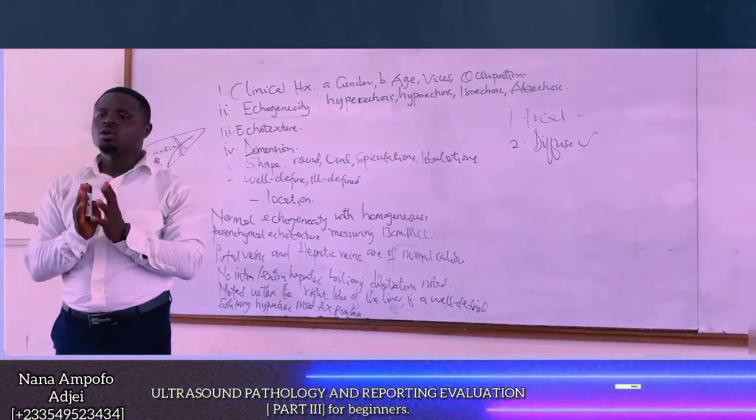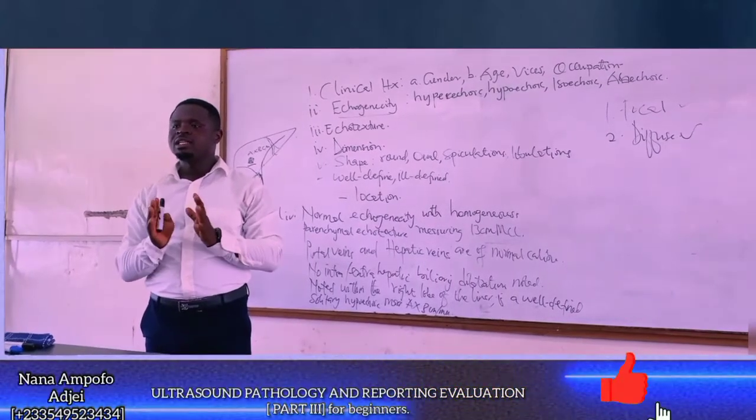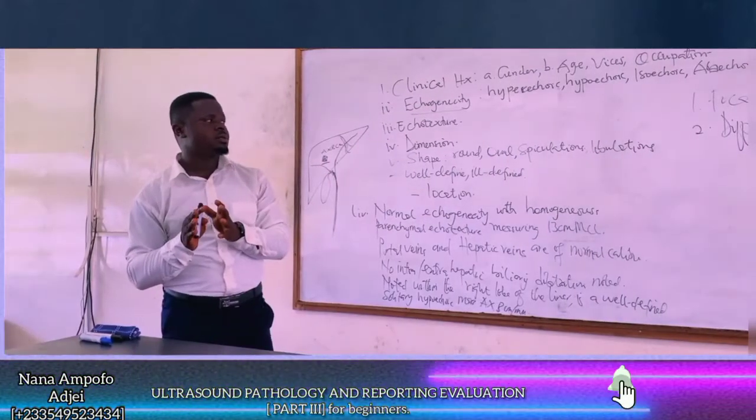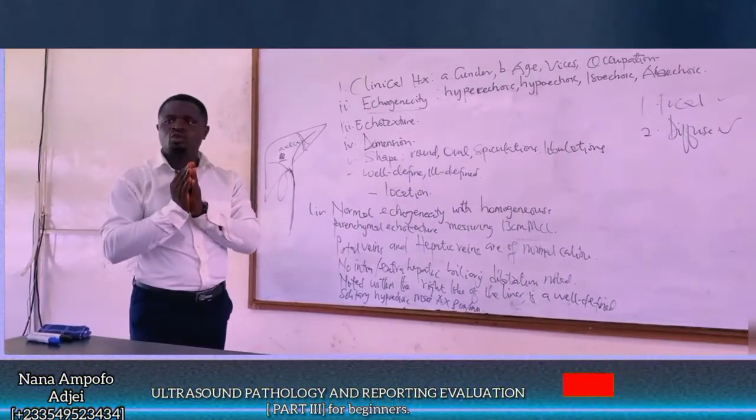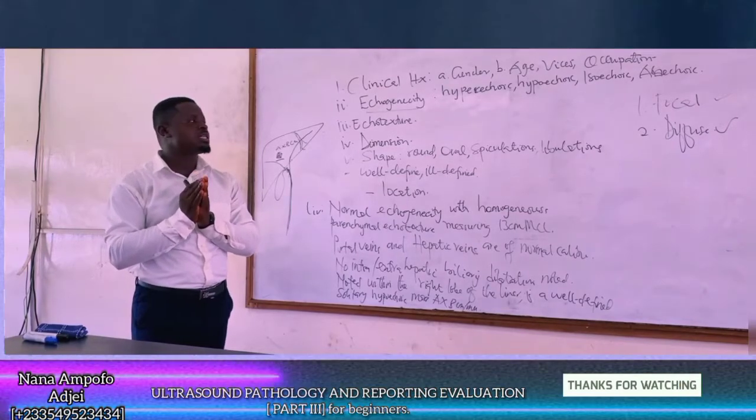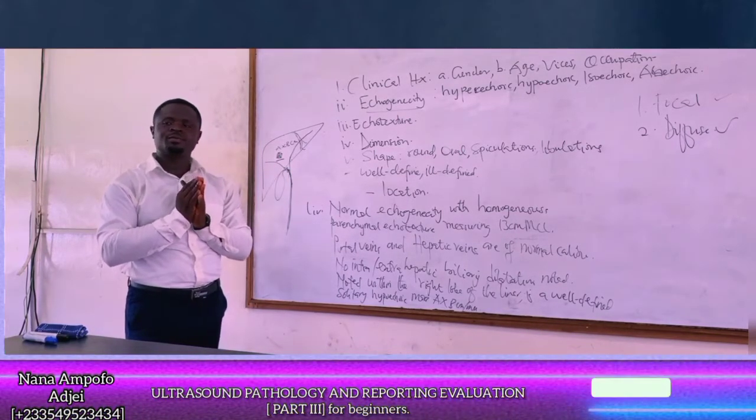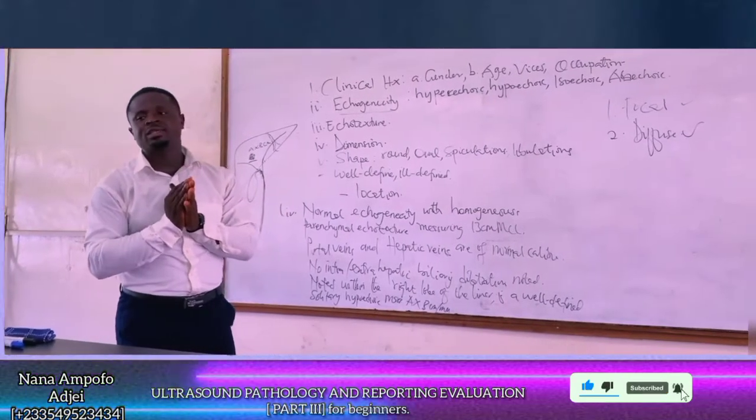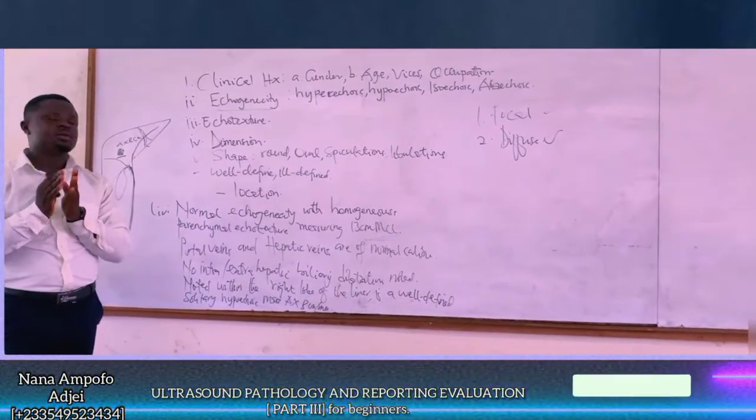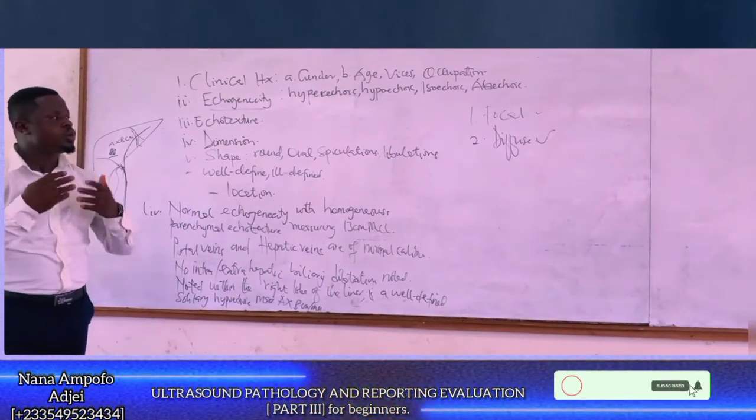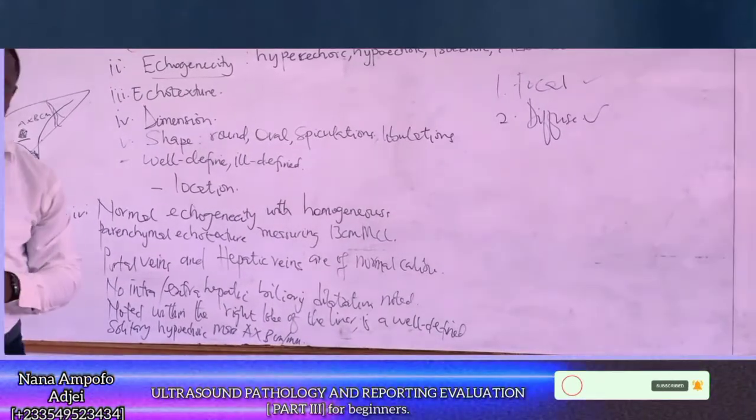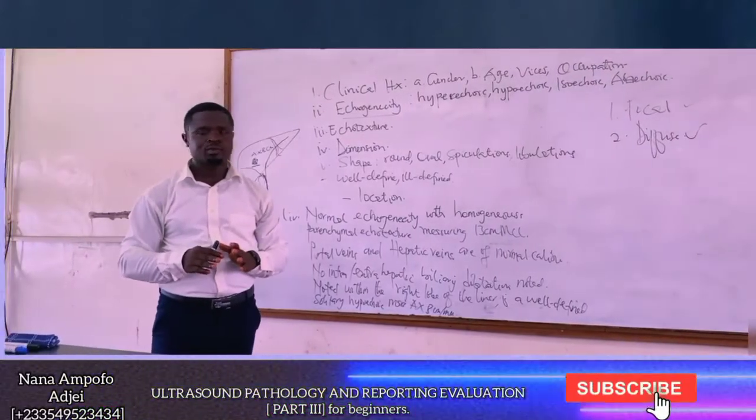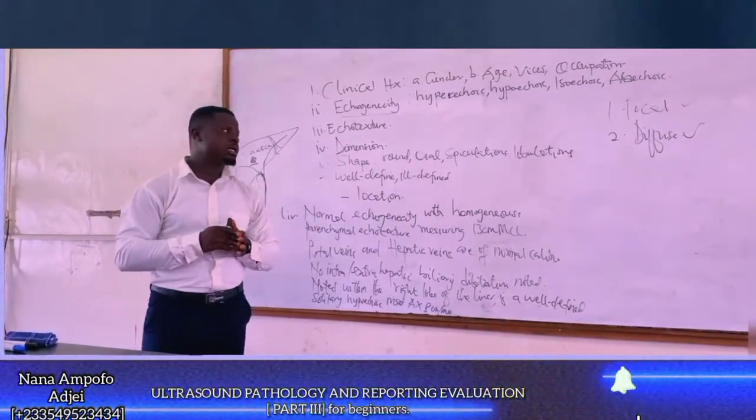Some lesions do not cause an increase in size of the organ. Those that mostly do not cause an increase in size of the organ are what? Focal liver lesions. And those that mostly cause an increase in size of the organ are what? Diffuse liver masses. One after the other.